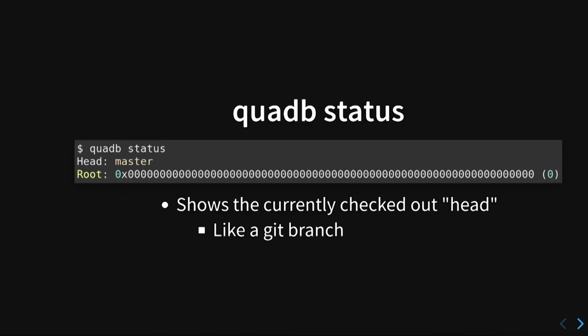And then you can run quad-db status, and it'll start off just like Git on your master branch with an empty root. Remember, empty root corresponds to empty trees at every level in Quadrable. So this is showing your current head. It's kind of like a Git branch, but I didn't want to call them branches because that would be too confusing, since we use branches for other things in this concept.